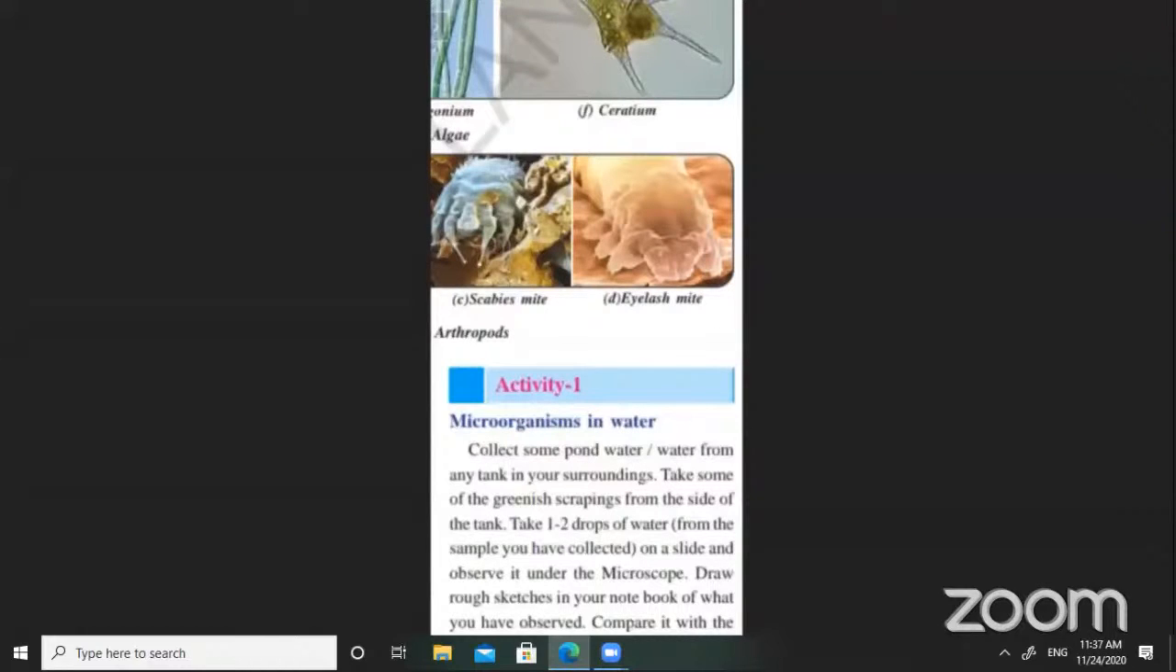Draw rough sketches in your notebook of what you have observed. It is necessary. Don't forget to draw that observation diagram in your observation book. While you are observing, you need to take an observation book with you and draw the diagram of your observation. It is a must. Don't forget to draw that.